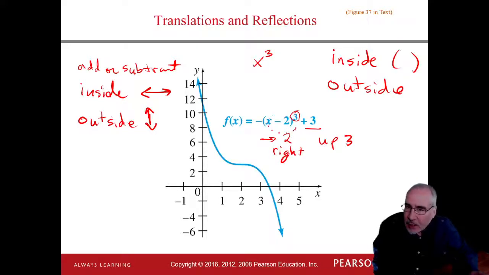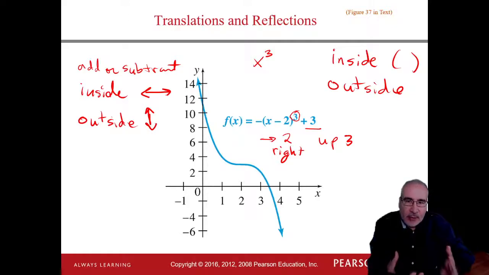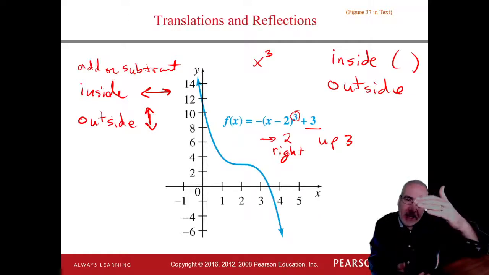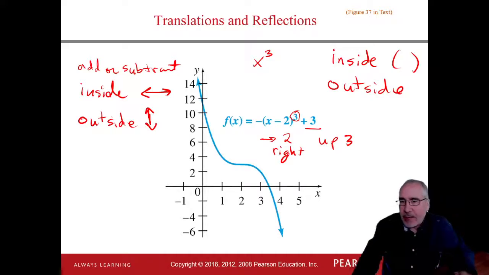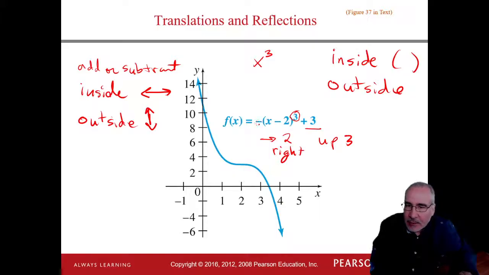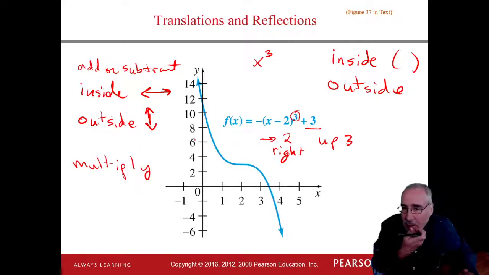That's one thing. Whatever happens inside the function is backwards of what happens on the outside. The outside is sort of what you would think. Adding raises it, subtracting makes it sink, go down. And then finally, this negative on the outside, when I multiply on the inside or the outside, doesn't matter, multiply by a -1, which is what's happening.